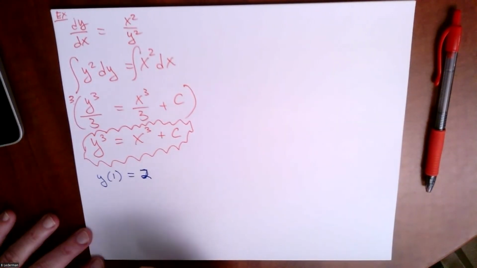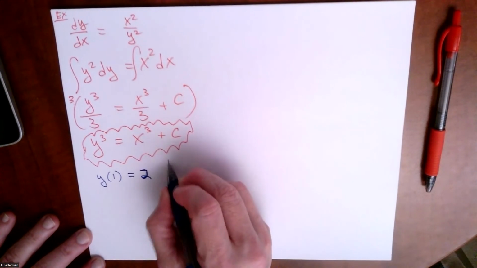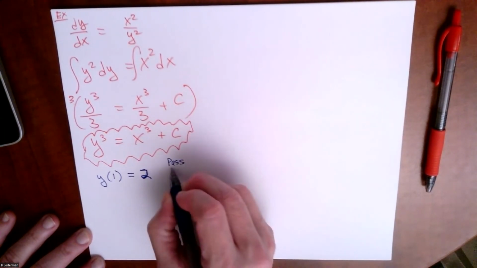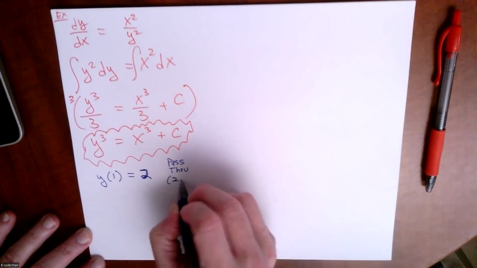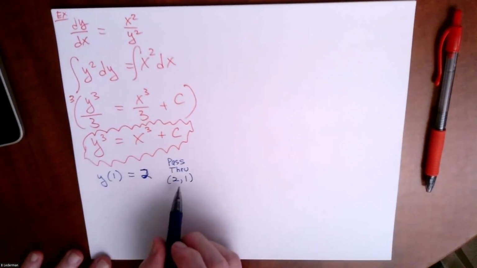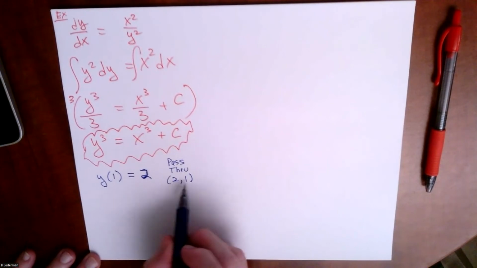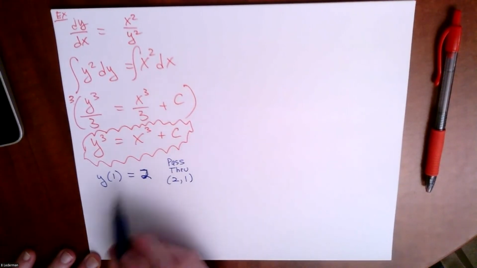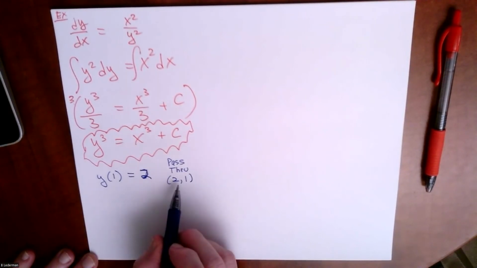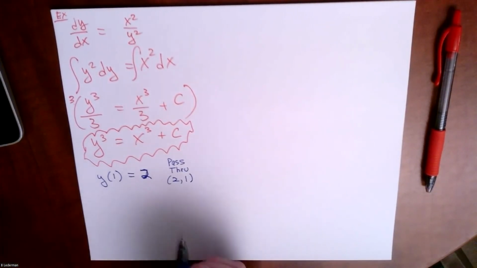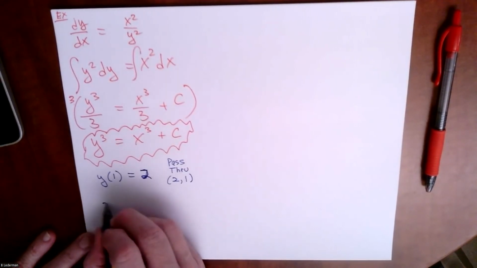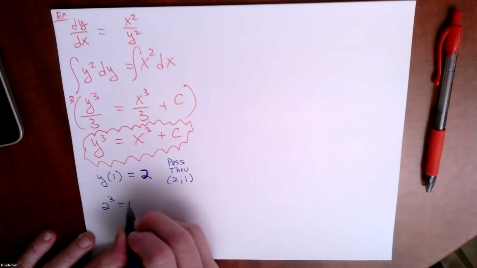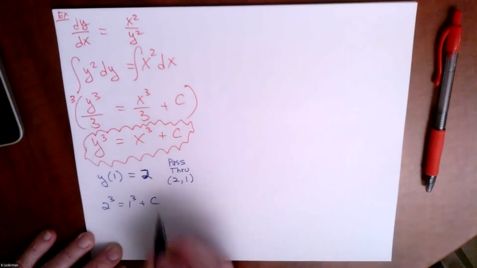Another way of saying that is that I want it to pass through the point 2 comma 1. That's another way to say that it passes through the point 2 comma 1, or to say that y of 1 equals 2. These are two ways of saying the same thing. Anyway, I'm just going to plug in y equals 2 and x equals 1. So 2 cubed equals 1 cubed plus c. And my goal is to solve for c.